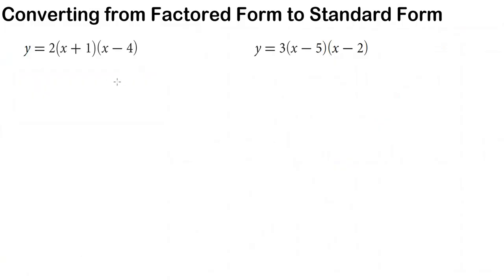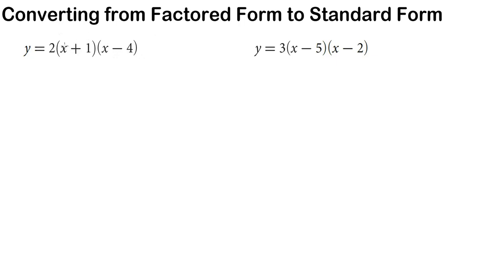All right, so let's talk about converting quadratic functions from factored form to standard form. And you've already seen me do this twice in this video. So if we have this quadratic function in factored form, y equals 2 times x plus 1 times x minus 4, how do we convert it to standard form? Well, step 1 is we are going to FOIL. So we're going to multiply x plus 1 times x minus 4.